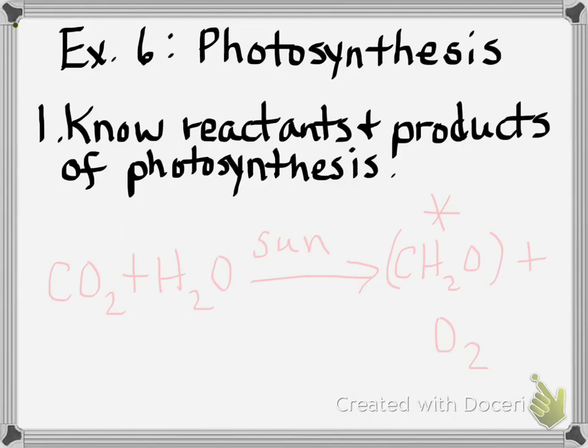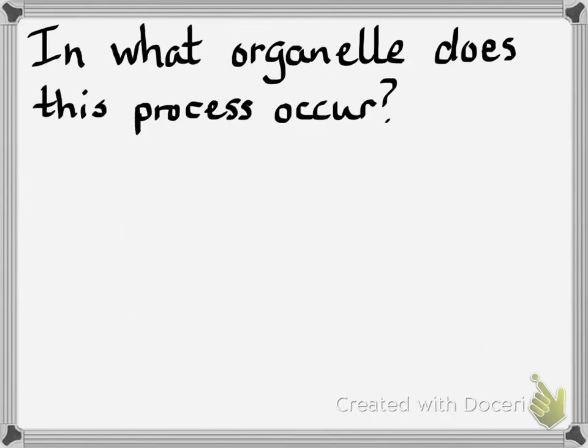But, okay, on the overall chemical reaction for photosynthesis. Then the next question was, in what organelle does this process occur? Chloroplast. Very good. And there's an excellent drawing of a chloroplast on page 67. So you should be able to spot that as a chloroplast. Chloroplasts are easy to spot.